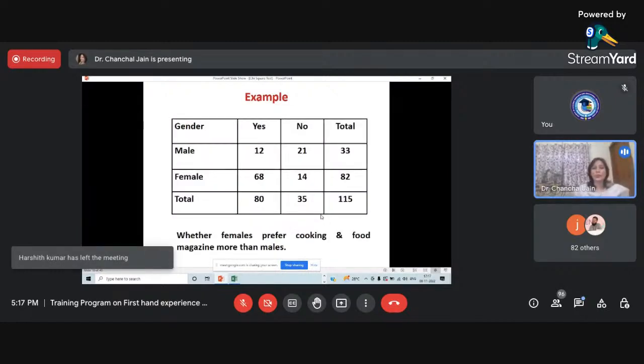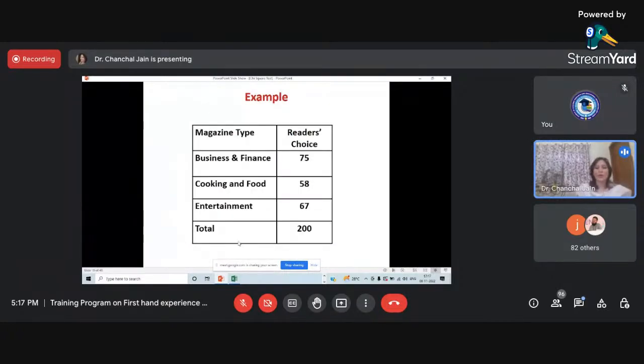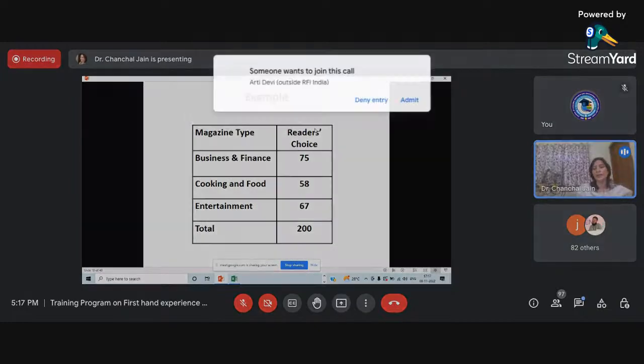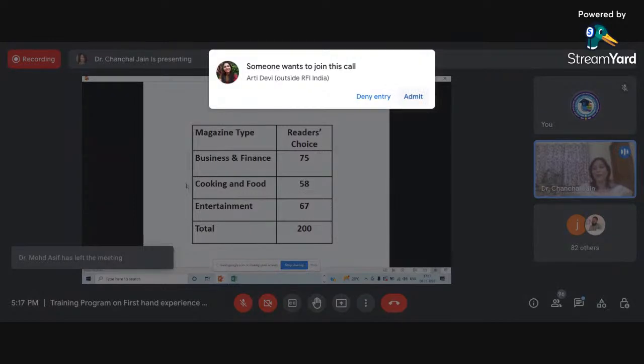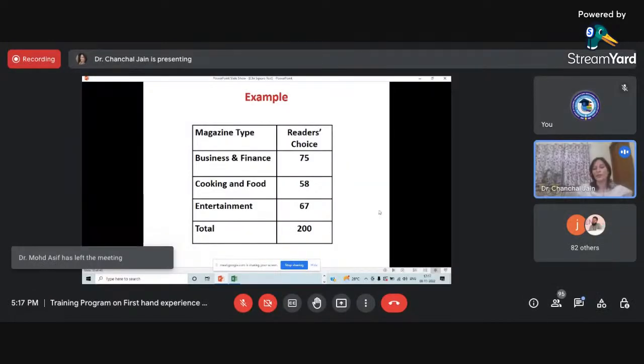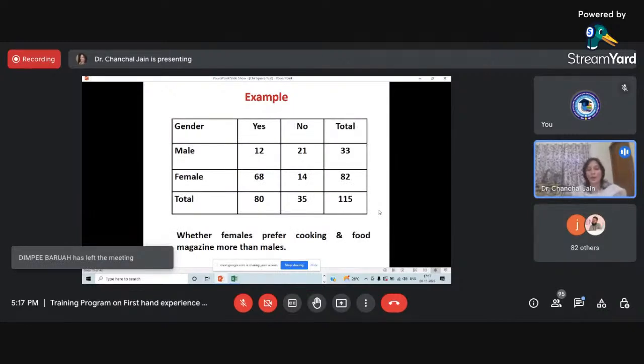Further, you can see from the table I have just shown you that the magazine type and the reader's choice are mentioned. From this I am picking only one category, that is cooking and food. For this also we can make one more hypothesis. Suppose we are interested in finding whether females prefer cooking and food magazine more than males. So I have asked this question of the respondents, among whom there are males and there are females also. So I am interested in this particular hypothesis testing.